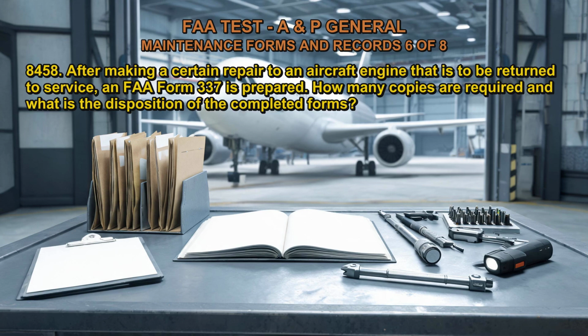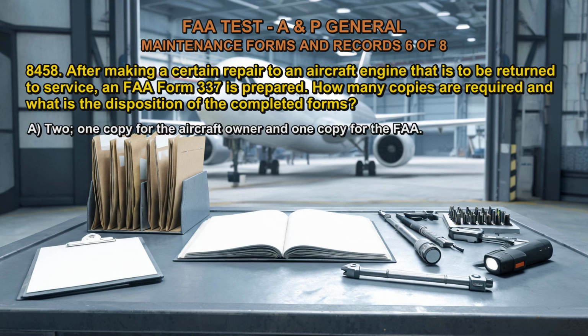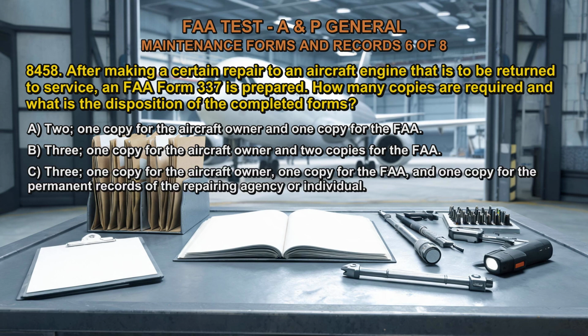8458. After making a certain repair to an aircraft engine that is to be returned to service, an FAA Form 337 is prepared. How many copies are required, and what is the disposition of the completed forms? A. 2. 1 copy for the aircraft owner and 1 copy for the FAA. B. 3. 1 copy for the aircraft owner and 2 copies for the FAA. C. 3. 1 copy for the aircraft owner, 1 copy for the FAA, and 1 copy for the permanent records of the repairing agency or individual.